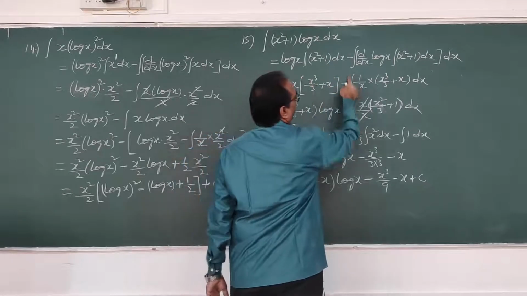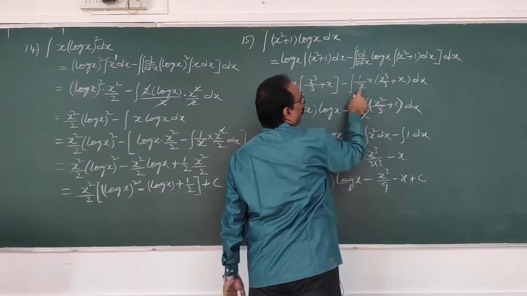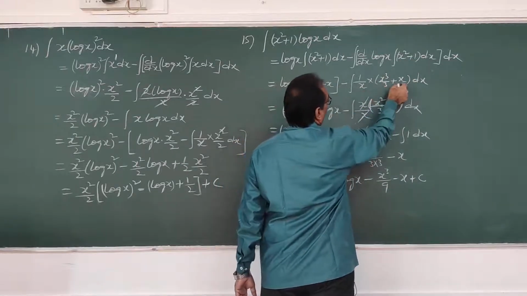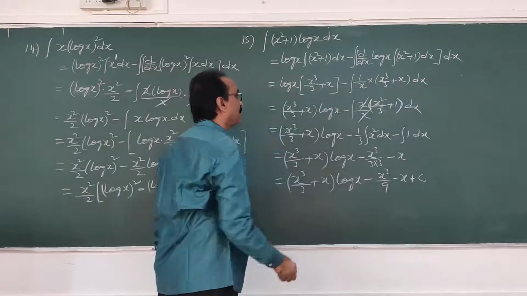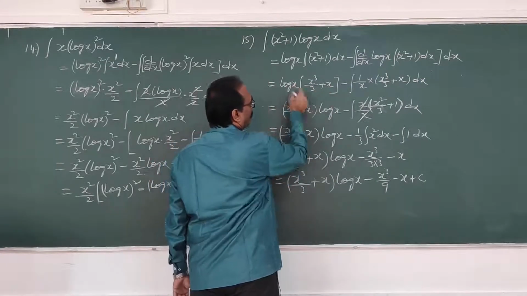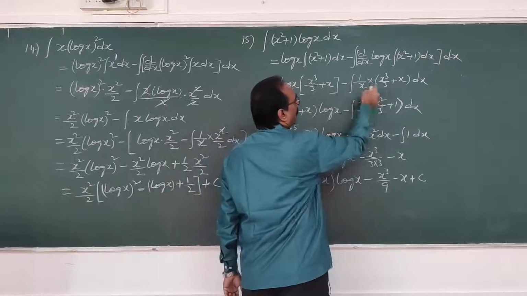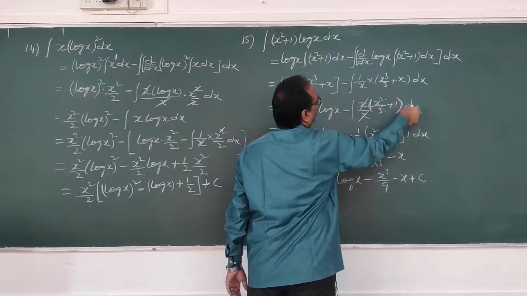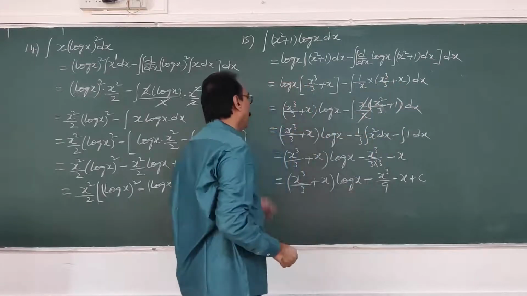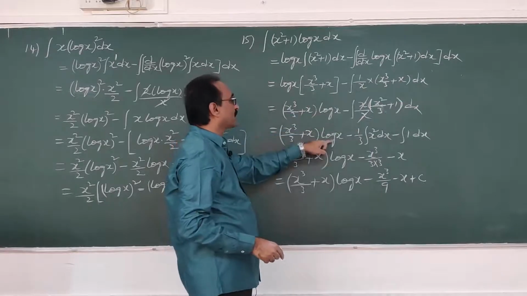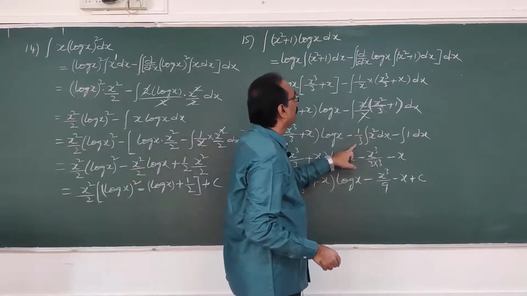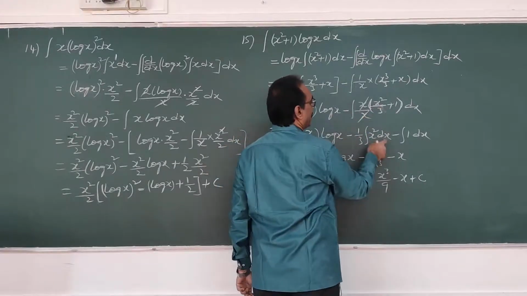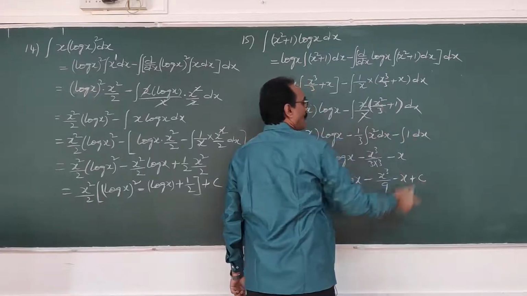Minus integral, what is the derivative of log x? 1 by x. What is the integral of x square plus 1? Already we did the same thing, we write x cube by 3 plus x, into dx. Okay, now x cube by 3 plus x into log x minus, what happened now? I took x common here. So x by x, x square by 3 plus 1 dx. Here x cancels. Now x cube by 3 plus x into log x minus, 1 by 3 I took outside. When I took it outside, plus into minus, minus 1 by 3 x square dx, plus into minus, minus integral 1 dx.